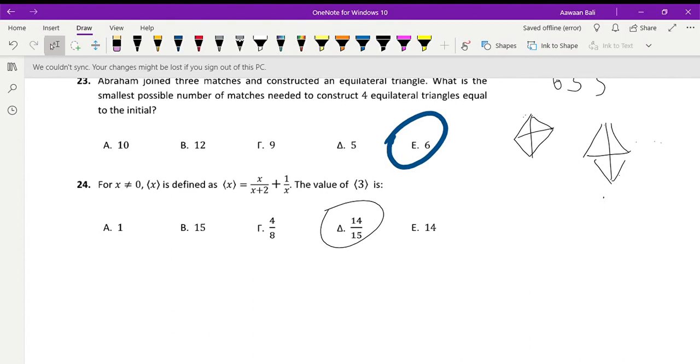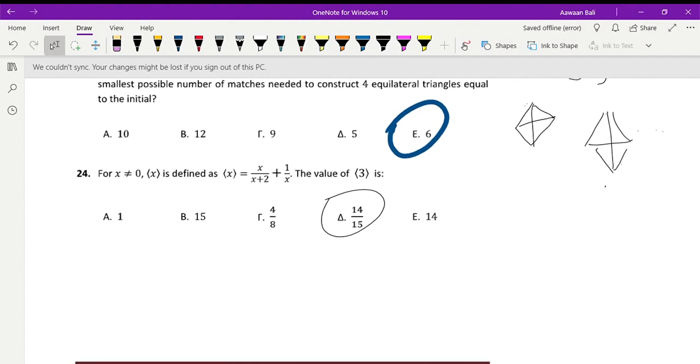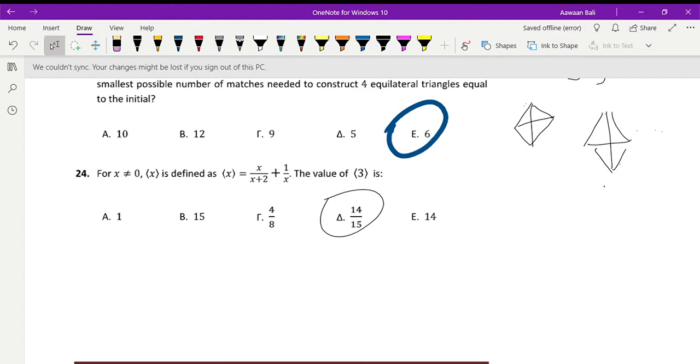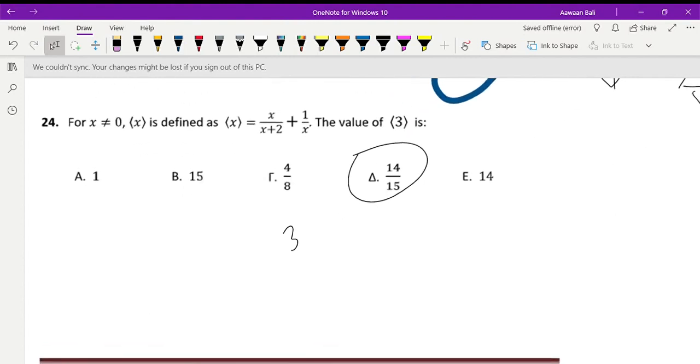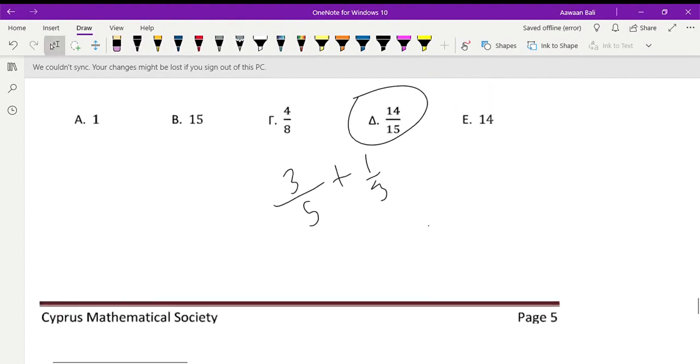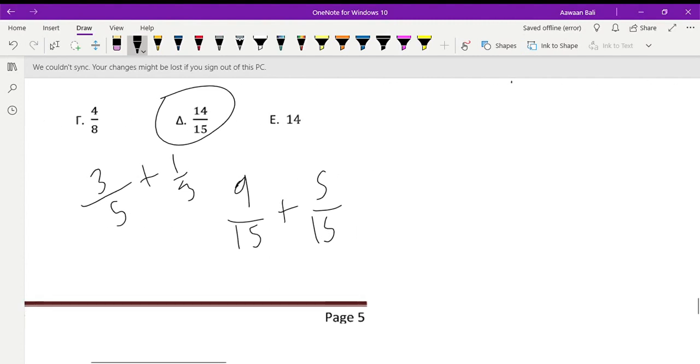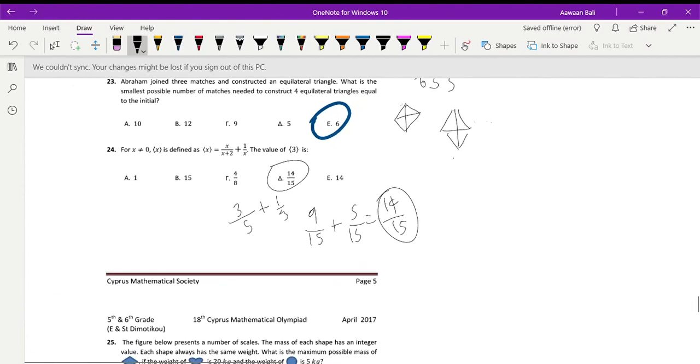Question number 24. For x unequal to 0, x in brackets is defined as x divided by x plus 2, plus 1 upon x. The value of 3 in brackets is, okay, so we have 3 upon 3 plus 2, which is 5, plus 1 upon 3. The LCM is 15, definitely, the first common multiple you can get. So 5 times 3 is 15, 3 times 3 is 9, 3 times 5 is 15, so 1 times 5 is 5, 9 plus 5 is 14 upon 15. So the answer is delta 14 upon 15.